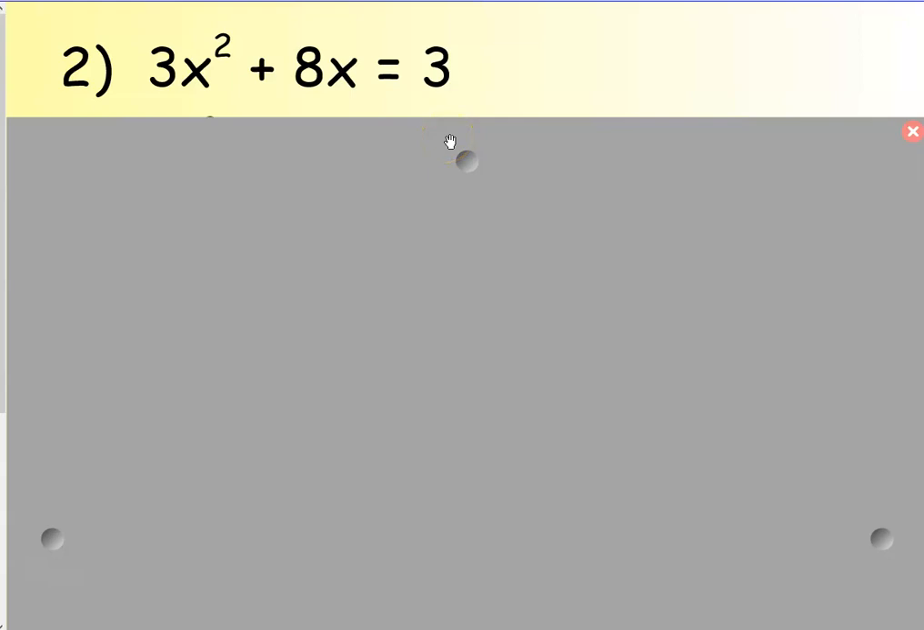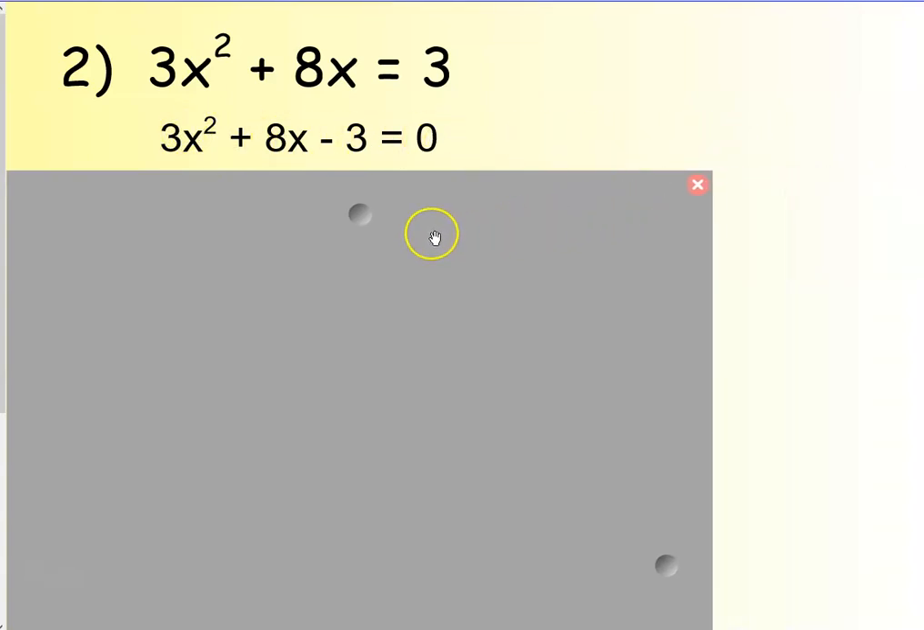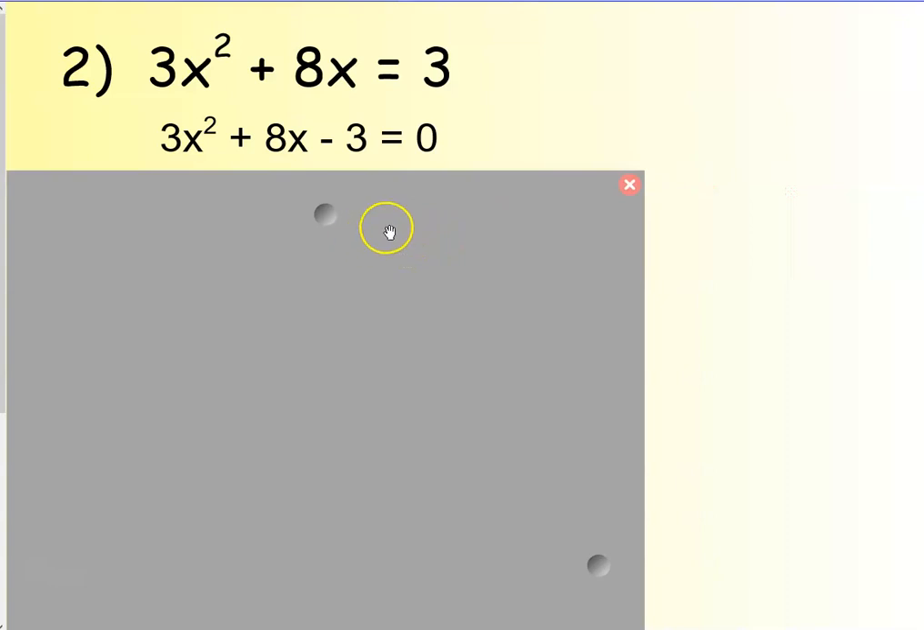First things first, everything to one side. And so when I move this 3 over, we get 3x squared plus 8x minus 3, written from highest power to lowest. The next thing I want to do in this problem is identify my a, b, and c. And so I said that a is 3, that's the number in front of x squared. b is 8, that's the number in front of the x. And c is negative 3, that's the constant.